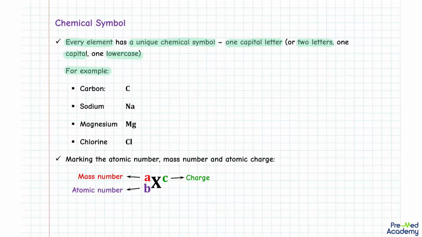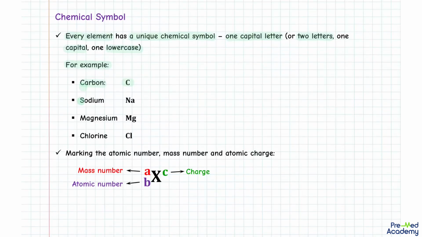For instance, the chemical symbol for carbon is a capital C, derived from the English word carbon, which begins with the letter C. For sodium, we have a chemical symbol of a capital N and a lowercase a. Obviously, this chemical symbol came from some language other than English. Magnesium has a chemical symbol of a capital M and a lowercase g, and chlorine has a chemical symbol of a capital C and a lowercase l.